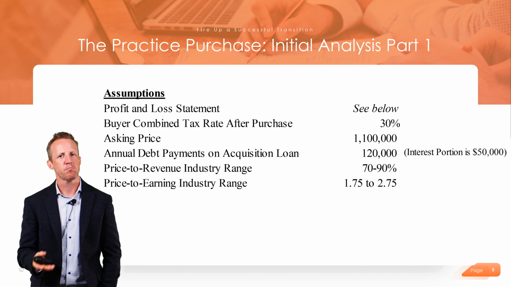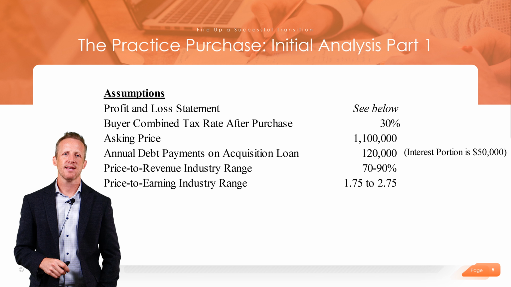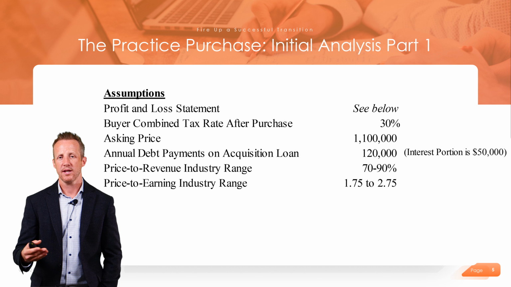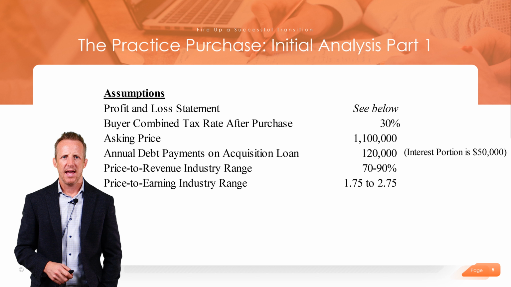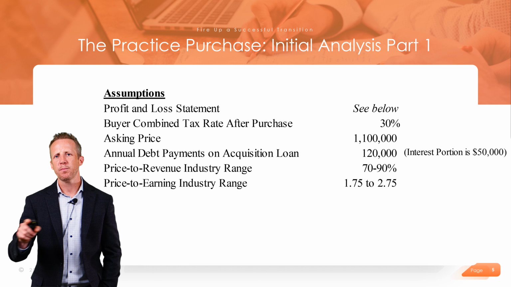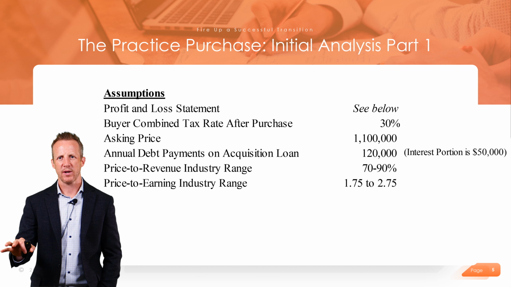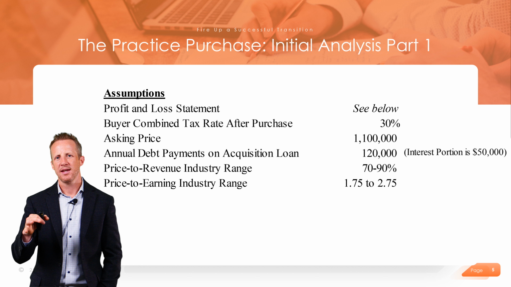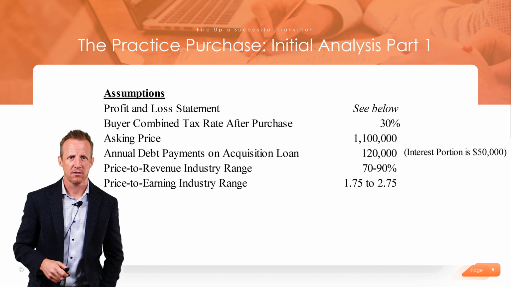If you're in California, probably a little bit higher since state alone is 10%. And let's say the asking price of this practice, Dr. Devlin or his broker, is asking for $1.1 million. And the annual debt payments, if you paid $1.1 million at a certain interest rate, maybe we have 4%, I'm not sure, but at a certain interest rate, you're going to pay $10,000 a month or $120,000 per year for that $1.1 million practice.